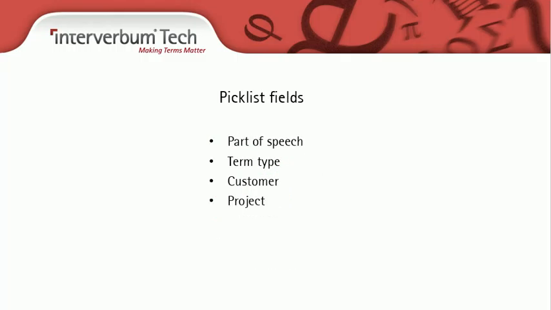Okay, back to pick list fields. I wanted to just cover some examples of data categories that are useful for pick list fields. Part of speech, I mentioned that already. Noun, verb, adjective, that's conducive to a pick list field. Term type, acronym, abbreviation, full form, and so on. But then for the multi-value fields, you could have something like customer or project or department, where a particular entry in the database is relevant to or is used by different stakeholders, if you want to call it that. So you could need multiple values available for these types of pick lists.